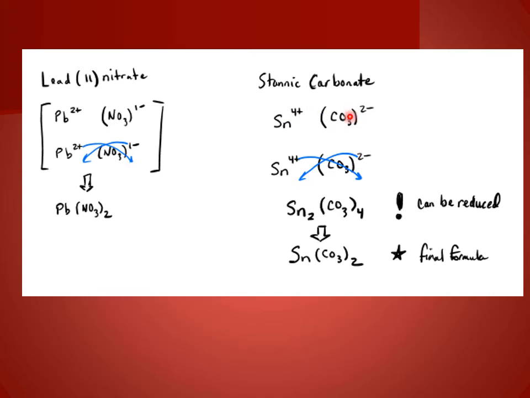Well, 4 and a 2. They do not cancel, so I crisscross. The 4 comes down to the carbonate, the 2 comes down to the tin, and I write it down here, Sn2, parentheses, gotta have them, CO3, because the 4 is outside.